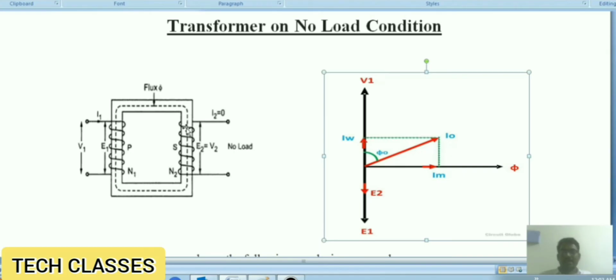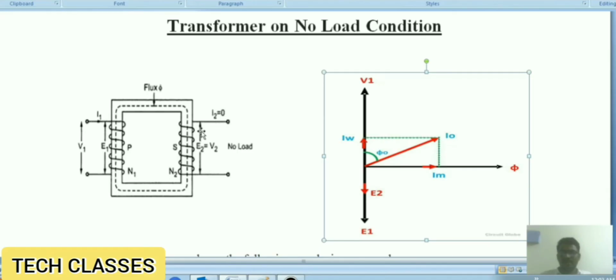This flux also cuts the secondary winding, which is made of copper material, and according to Faraday's laws of electromagnetic induction, an EMF E2 is induced in that conductor. So this is the case.